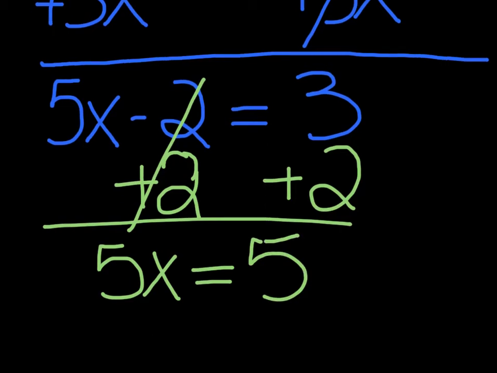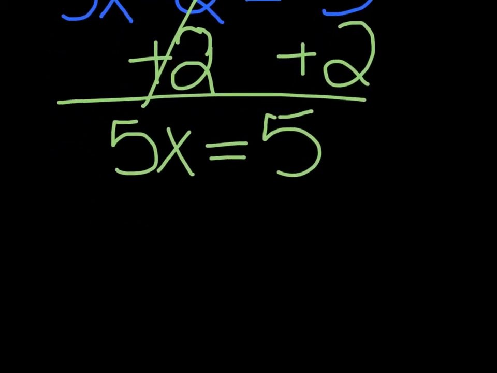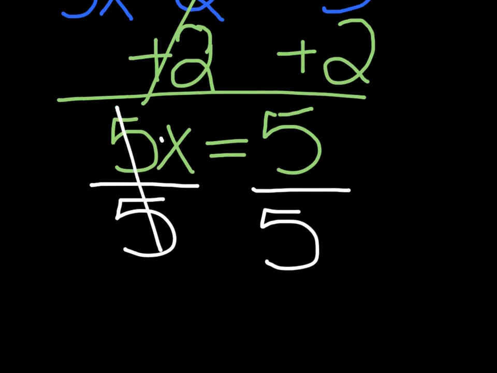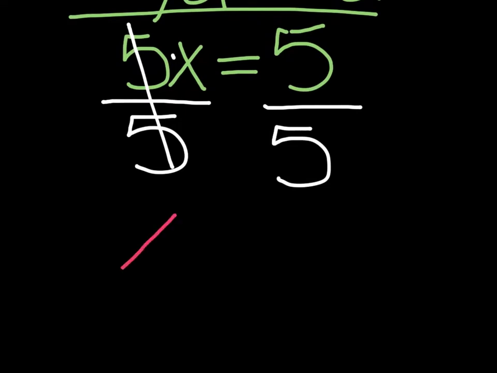From here, I just need to deal with the coefficient in front of my variable, my x. I always ask myself, what operation do I see over here? We all know that this represents multiplication, so the opposite operation of multiplication is division, so I will divide both sides of the equation by 5. When I divide by 5, the 5s cancel out, and I am left with x equals 5 divided by 5, which we know to be 1.